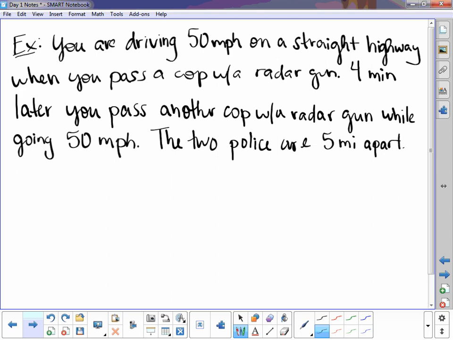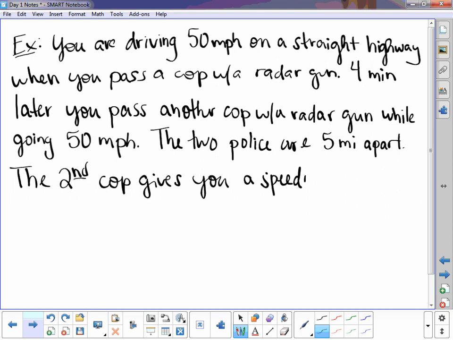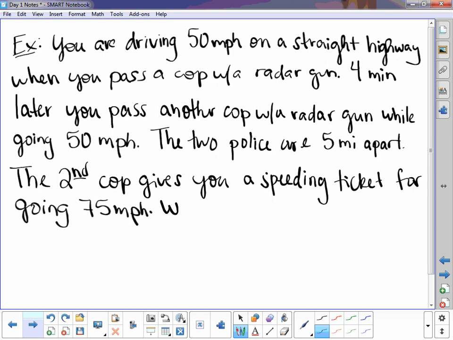Alright, still sounds innocent, right? We haven't done anything wrong. But then the second cop gives you a speeding ticket. And not only does he give you a speeding ticket, but he gives you a speeding ticket for going 75 miles per hour. Wow. And guess what? If you went to court, you would win.